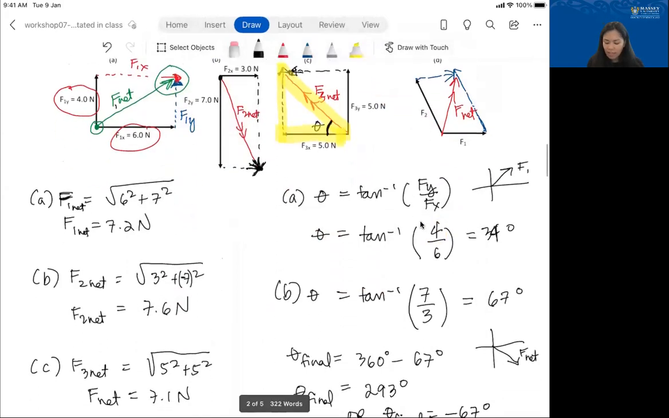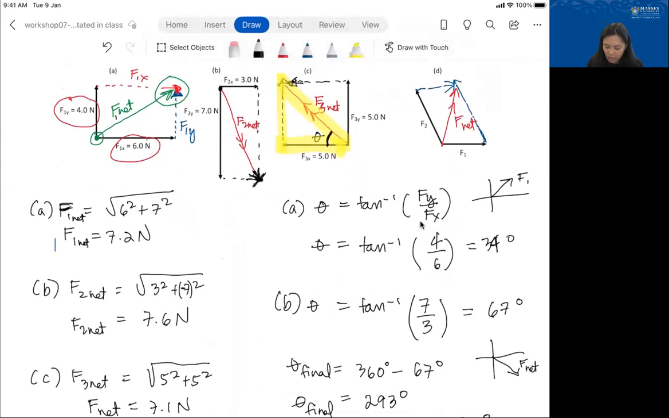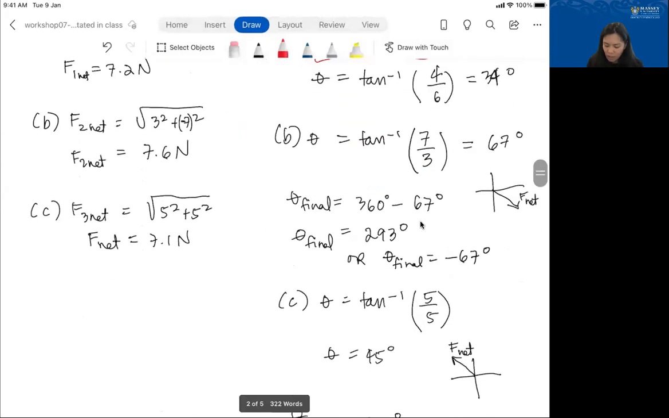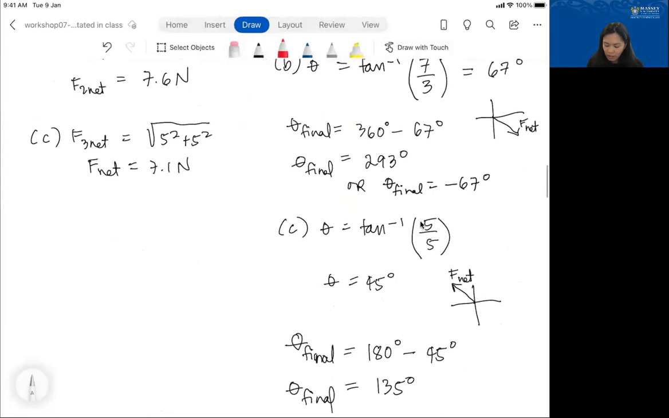And angle theta is arctangent. It's this equation here. Arctangent of the y component divided by the x component. So your y component is this one, which is 5 newtons. And your x component is this one, 5 newtons. And that's why the angle is arctangent of 5 divided by 5, which is 45 degrees.